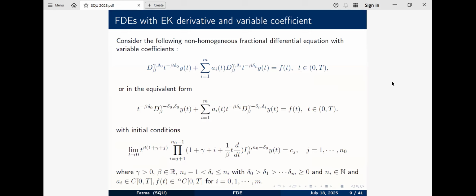Okay, here is the problem: a non-homogeneous fractional differential equation with variable coefficients. We consider multiple derivatives, of orders delta 0 and delta i, and these orders satisfy this relation.